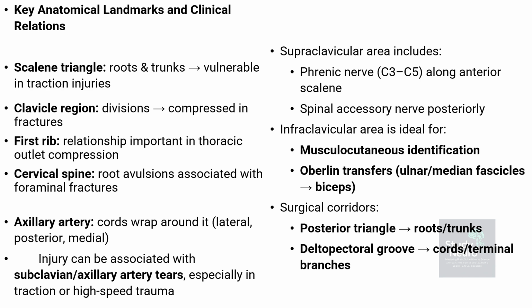In the supraclavicular area, the phrenic nerve runs along the anterior scalene. An injury here can cause diaphragmatic paralysis. The spinal accessory nerve lies posteriorly and serves as an important landmark in surgical approaches. The infraclavicular area is ideal for identifying the musculocutaneous nerve and performing Oberlin transfers, where fascicles from the ulnar or median nerves are redirected to restore biceps function. For surgical access, the posterior triangle provides a corridor to the roots and trunks, while the deltopectoral groove allows safe access to cords and terminal branches.